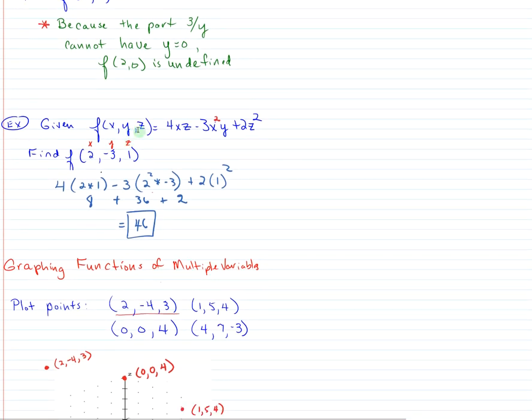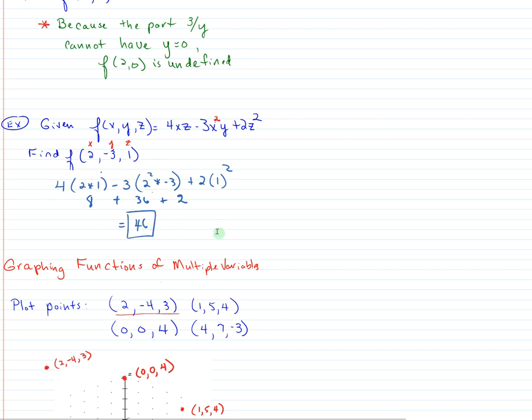Given F of XYZ equals, and you're given this function, find F of 2, negative 3, 1. So you're going to just plug in 4 times 2 times 1 minus 3 times 2 squared times negative 3 plus 2 times 1 squared. Do all the calculation and you get 46. So we'll do a little bit of that.